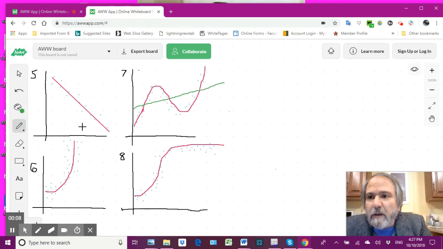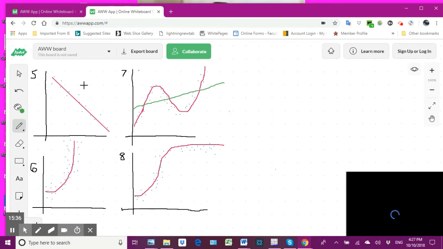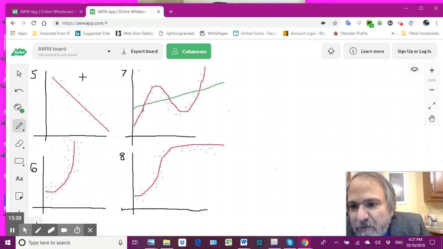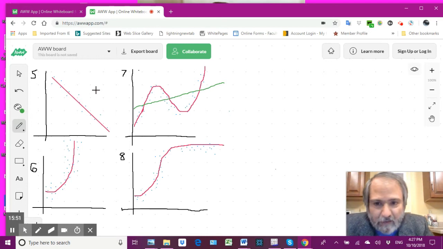Let's look at number 5. Again, we see our blue dots here, and we see a slope. It has a negative slope. Now, my r square here might be something like 0.78 or what have you. But I could have an r of -0.92, as I just said. They're strongly negatively correlated.